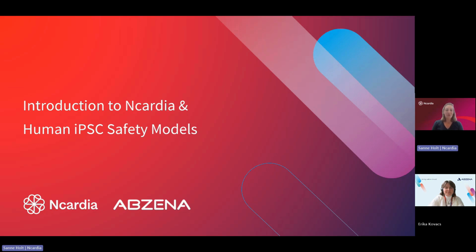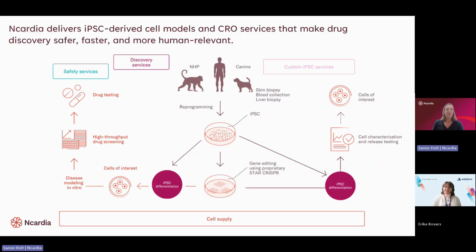I'll now introduce you to Ncardia, the company, and also talk you through some human iPSC safety models that we've developed. So Ncardia is a CRO. It was started in 2009, and it started as an iPSC-based cell supply company. We expanded after that into discovery services, and in general, we have about 15 years of experience now with over 30 scientists.